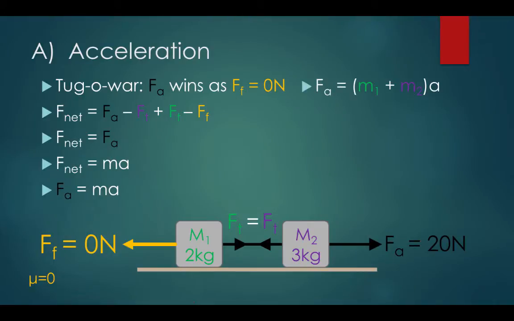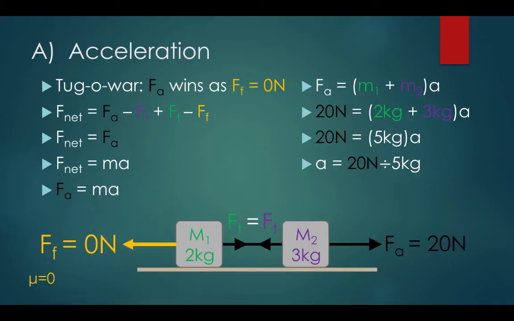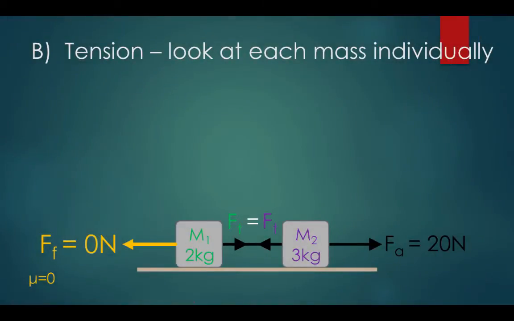Force applied equals mass 1 plus mass 2 times A. 20 newtons equals 2 plus 3 times A. 20 newtons equals 5 times A. Our acceleration is 20 divided by 5, which makes it 4 newtons per kilogram, or equivalently 4 meters per second squared. To calculate tension, we look at each mass individually.